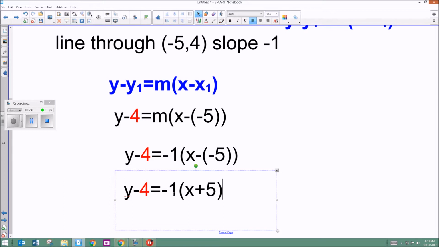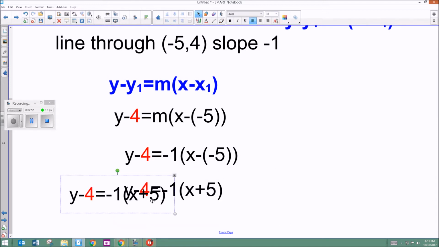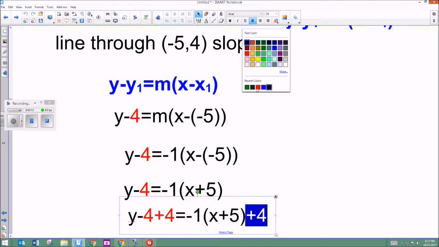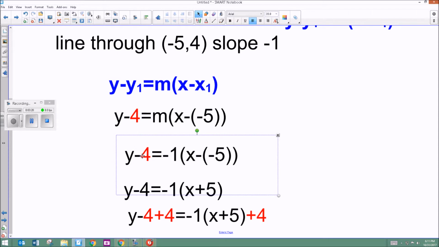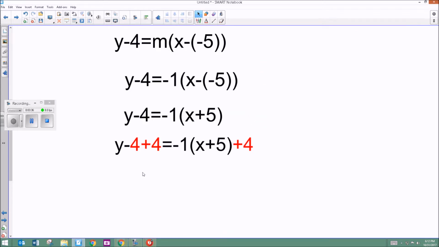First thing we want to do is get y by itself. So let's add 4 to both sides. I'm going to copy this over and add 4 to both sides. Let's be consistent with our colors here. All right, so I added 4 to both sides so my y would be by itself.